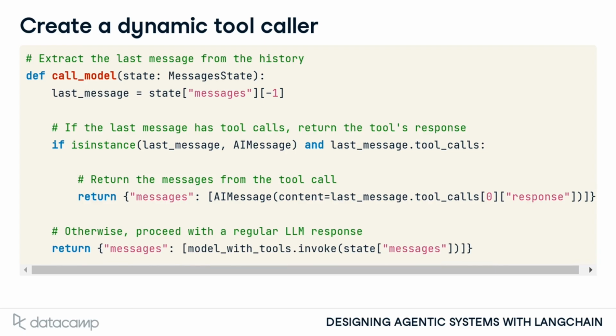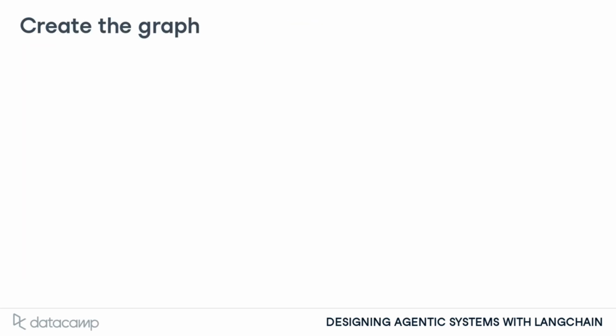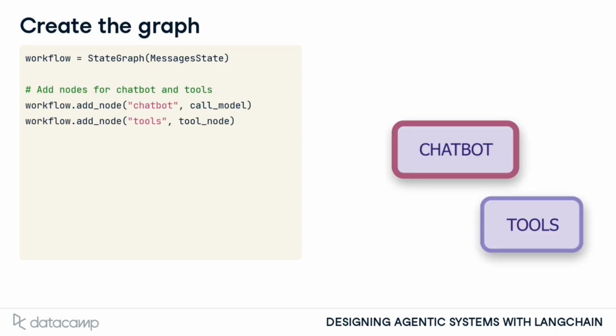Since we've now got our functions, let's create the full graph. Our graph state, called workflow, will be created for us using the messages state passed to stateGraph. Then we'll add our nodes to the workflow, mapping the chatbot to the callModel function and tools to our tool node.